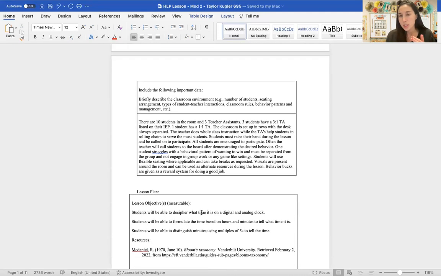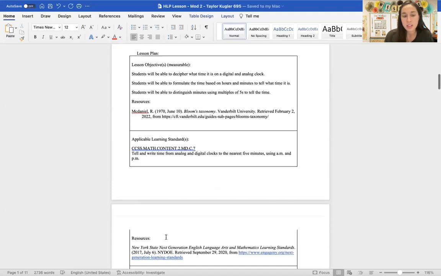So just looking at the 10 students, as I was talking about before, there are 2 TAs, sometimes 3 in our room. So it just depends on the day. They usually go around and help everyone. I call on students to participate. They get behavior bucks if the desired behavior is displayed.